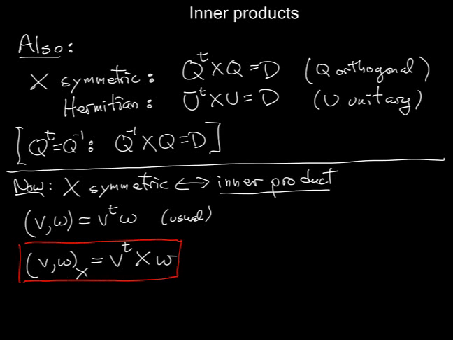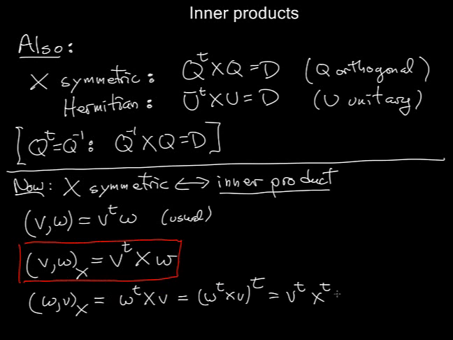And this is one of the main reasons we're interested in symmetric matrices. Notice that if I change the order of V and W, I get this calculation. I'm allowed to take the transpose here, and I see that if I change the order, I get the same thing, provided X transpose is equal to X. So this is exactly the condition you need for V·W to equal W·V.